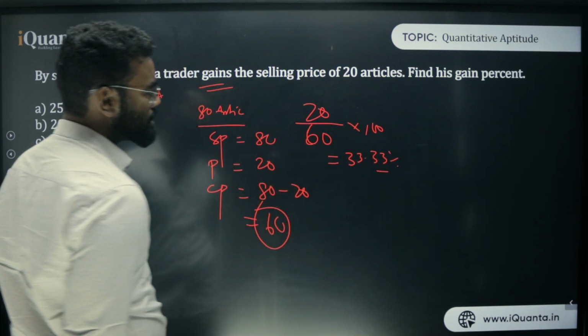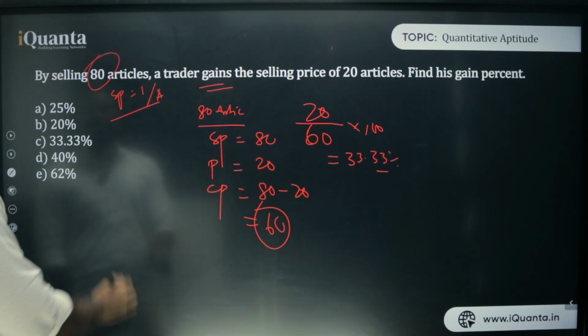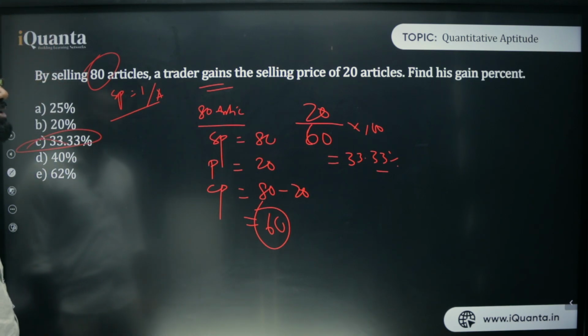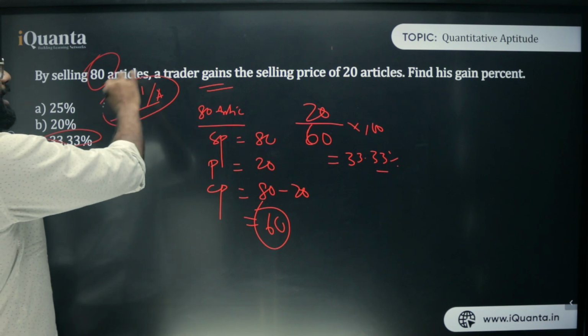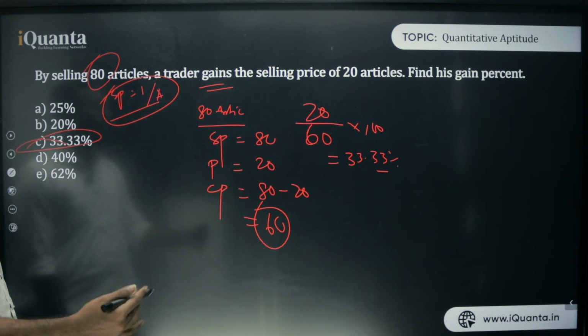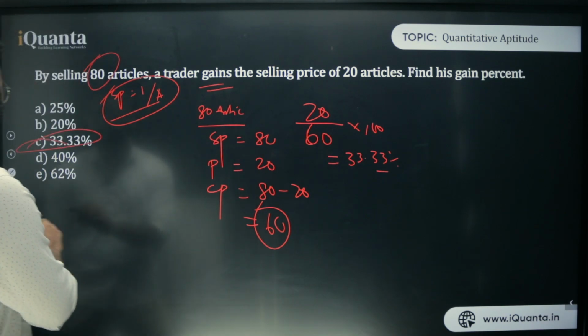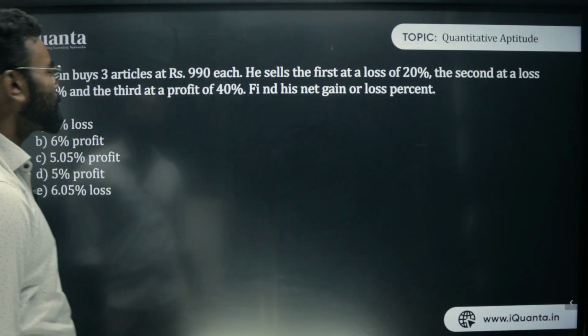Is it as simple as this? This is the same kind of question we did in the previous class. So your answer is nothing but 33.33%. And how you can solve this question is very easy. Just always take the selling price as 1 per article and use this information carefully. You can get the answer directly by solving this type of question. Let's go for the next one.